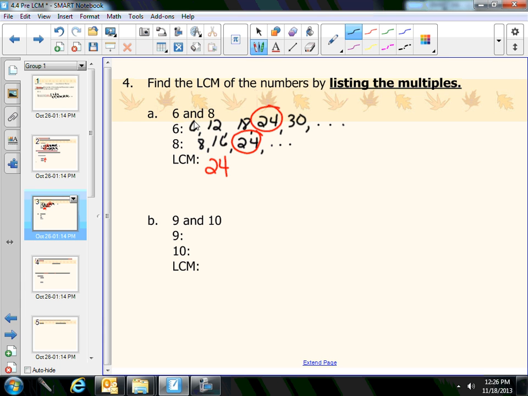Now I notice I'm finding the least common multiple for 9 and 10. I'm noticing that I'm trying to find the multiples of 10, which will give me a clue about when I need to stop on the multiples of 9.